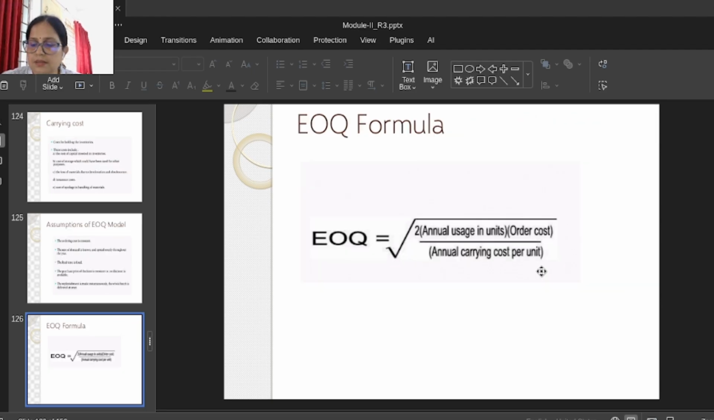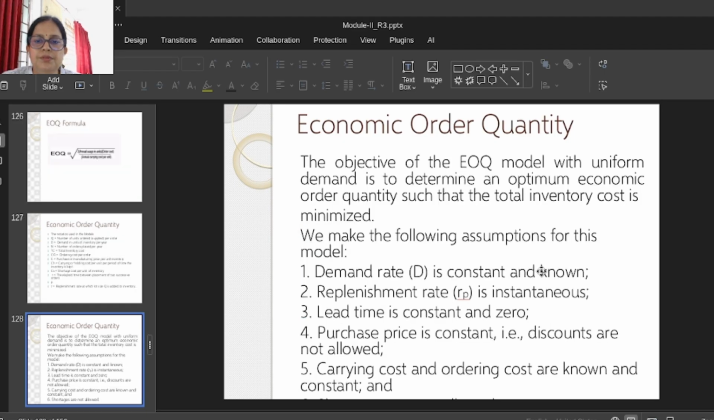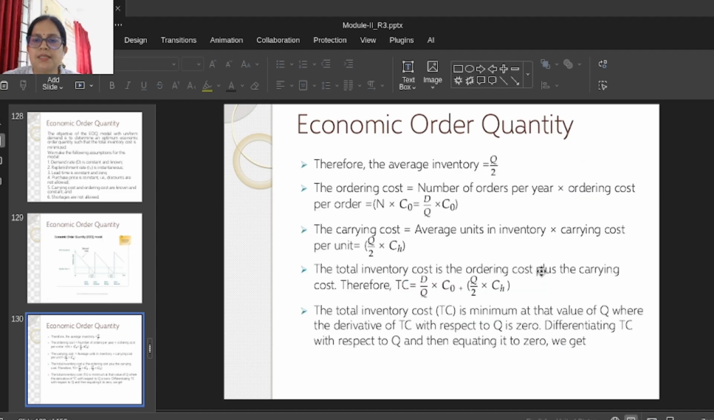So what is the economic order quantity formula? To do that, we have to see the things. This is the model we have already discussed. So first we need to see what the average inventory is. Average inventory means Q by 2.